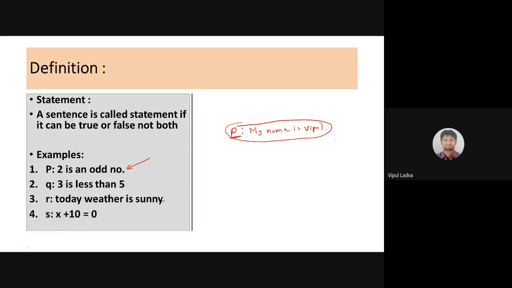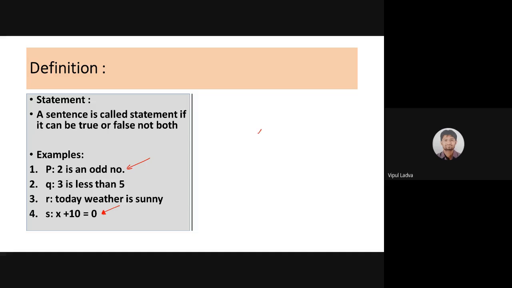Now, one more. I'm labeling one sentence as S: x plus 10 equals 0. Now focus on that. I need you guys with me. When we focus on this particular one, can we say that this sentence is a statement? Yes or no? No. Why?